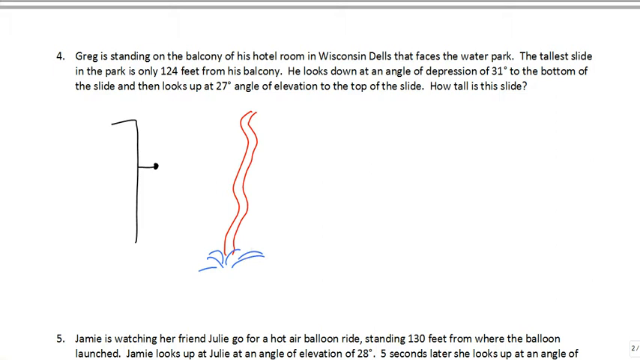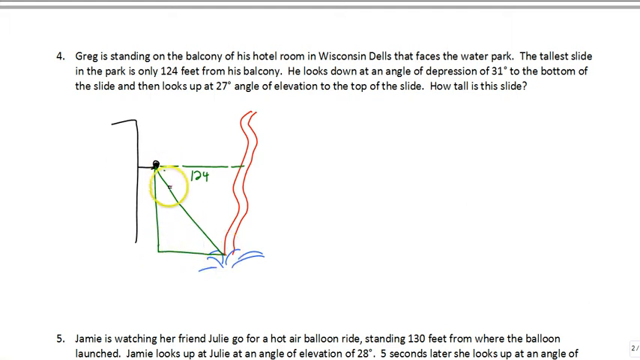Okay, so it says the tallest slide in the park is only 124 feet from his balcony. So that means a horizontal distance. So here he is. This distance is 124 feet. It says he looks down at an angle of depression at the base of 31 degrees. Okay. And again, that's this angle here. Or if you want to draw the triangle like this, if you want to do this instead, that's fine as well.